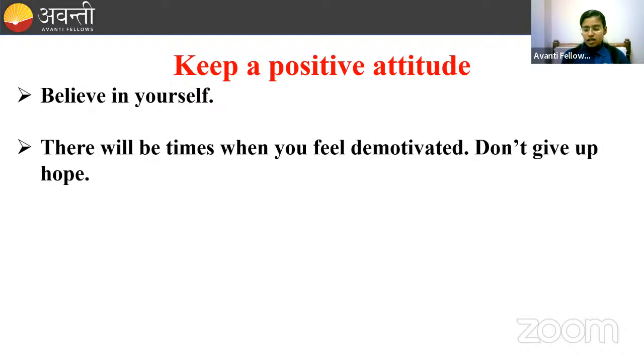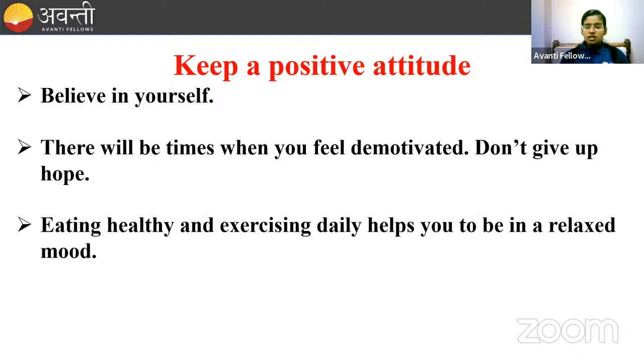And coming to your health, you have to eat very healthy food. And you have to exercise daily, and these two will help you to be in a relaxed mood. Got it? So don't fight for healthy foods in your home. Eat whatever you have and exercise daily. That will help you.